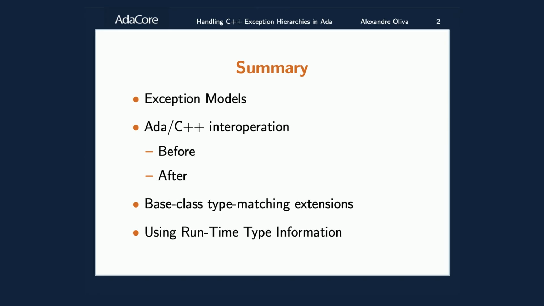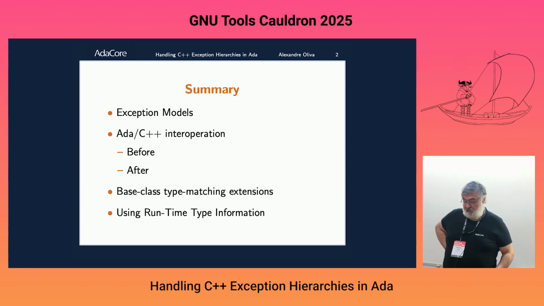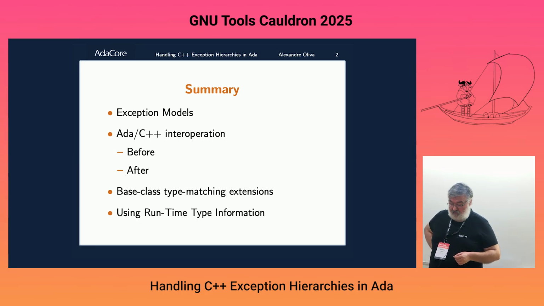I'm going to start by talking about the exception models and differences between Ada and C++, and then the interoperation features that are available in GNAT between these two languages, both before and after the recent changes that we have made to introduce base class type matching in exception handling on the Ada side, and the availability of C++ runtime type information for Ada to use.